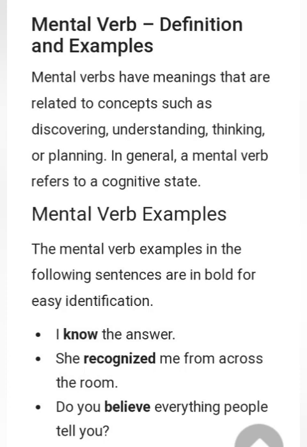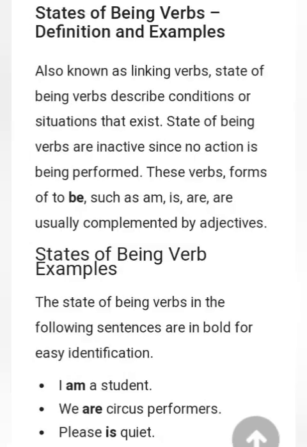Mental verb examples. The mental verb examples in the following sentences are in bold for easy identification. I know the answer. She recognized me from across the room. Do you believe everything people tell you?